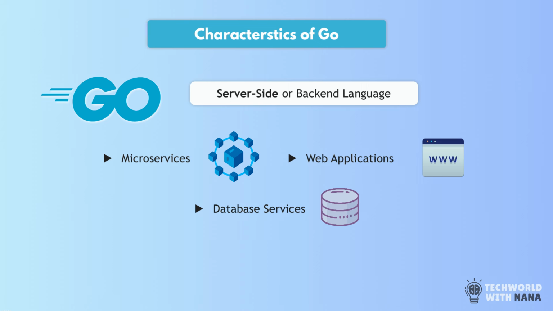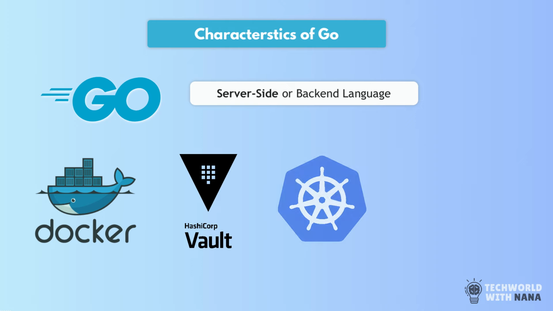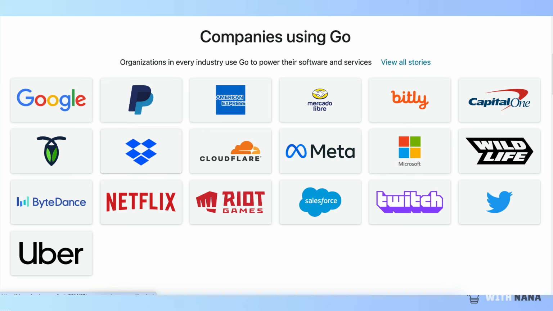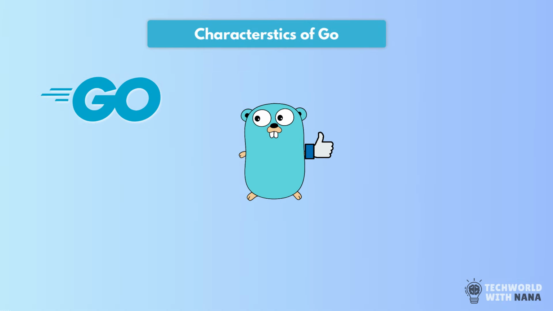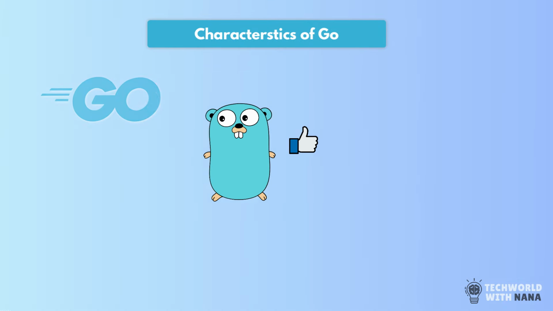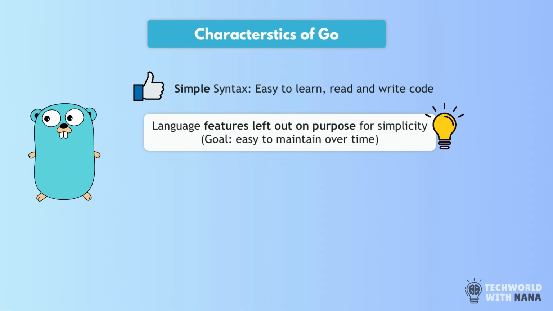In fact, many cloud technologies or technologies that run on modern cloud environments are actually written in Go, like Docker, HashiCorp Vault, Kubernetes, CockroachDB, and so on. Now, on top of this main purpose of Go, Go actually has a lot of other advantages. One of them that I already mentioned is it has a very simple syntax which makes your code very maintainable, easy to read and extend.